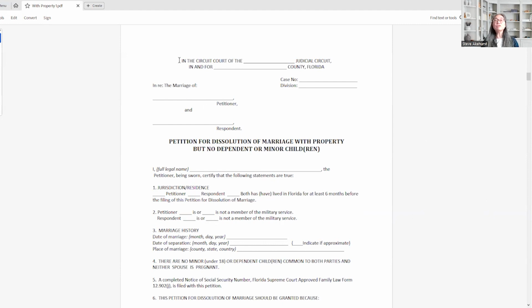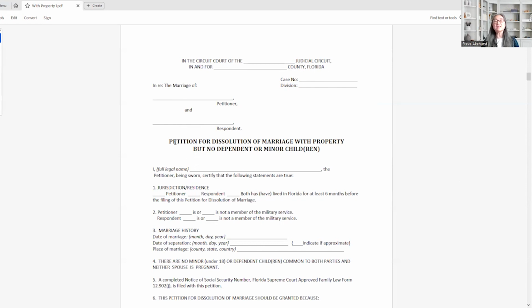So what we're going to do is we're going to fill out the top like usual. When you did packet 1, you had to list the circuit, the county, the name of the petitioner. If you are filing the divorce, you're the petitioner. If you're responding to the divorce, you're the respondent. So if you're filling this form out, you should be the petitioner. Case number, you're going to leave blank, and division, you're going to leave blank. What will happen is once your case is filed, the clerk will fill that part out.